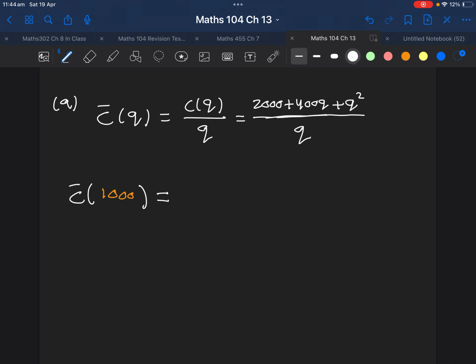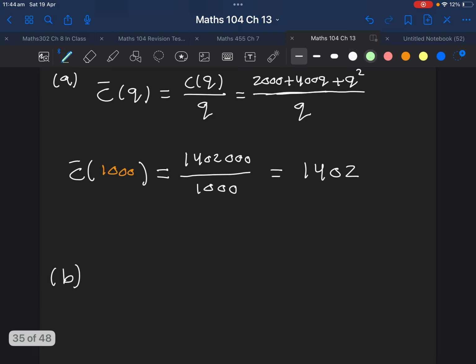We'll get a huge number in the millions on the top. So it will be 1,402, and then you divide by 1,000, which is 1,402. Sorry, this is 1,000 here. So that is the answer for part A. Now, part B.